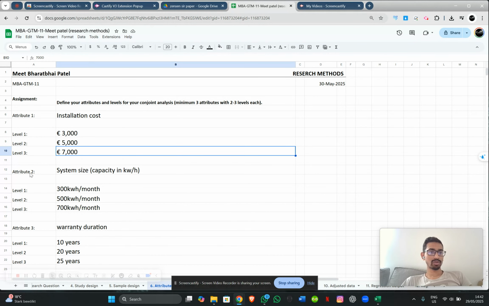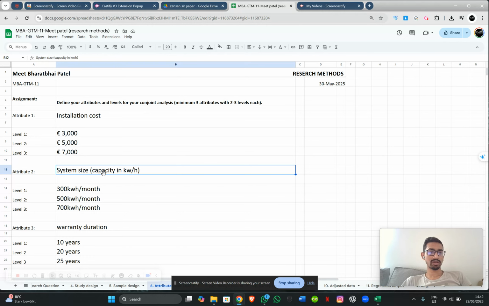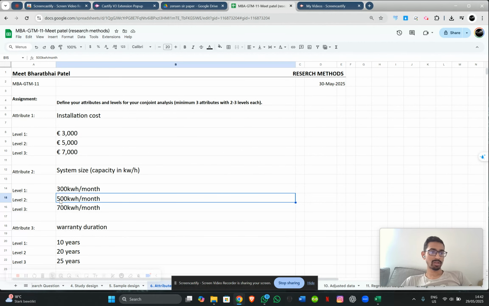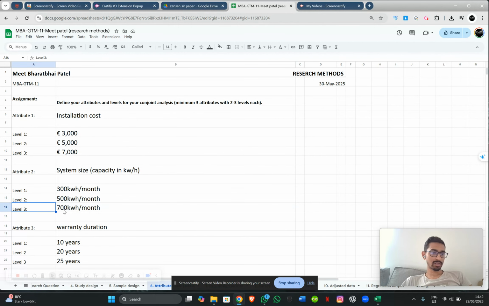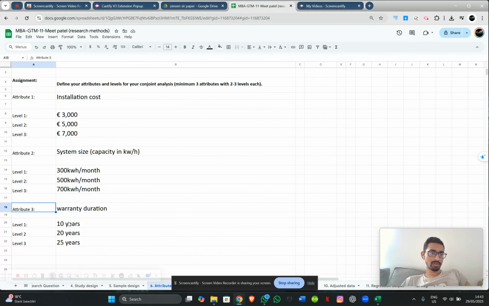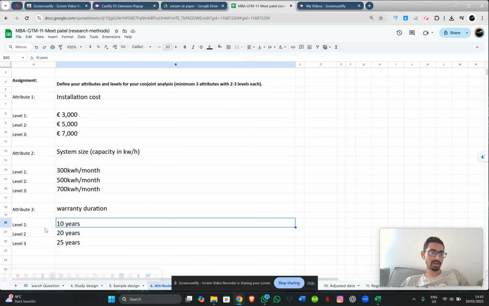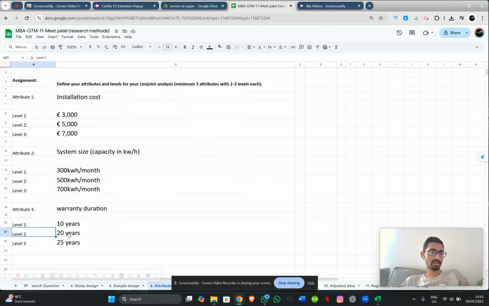Attribute two is system size, which is capacity in kWh per month. Level one is 300 kWh per month, level two is 500 kWh per month, and level three is 700 kWh per month. Attribute three is warranty duration. Level one is 10 years, level two is 20 years, and level three is 25 years.